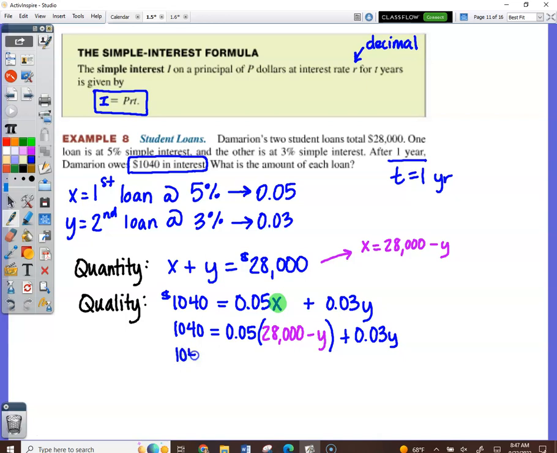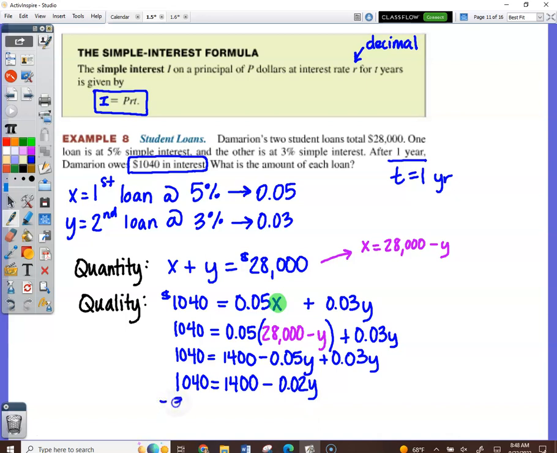So distribute, combine like terms on the y's, and then divide.